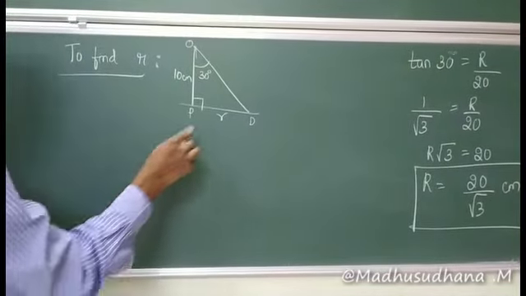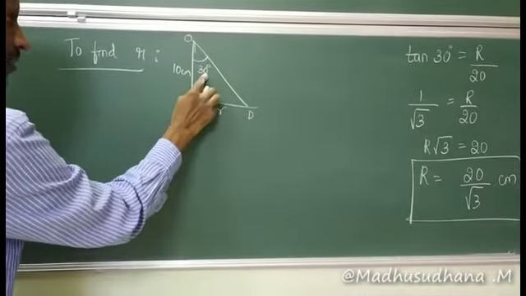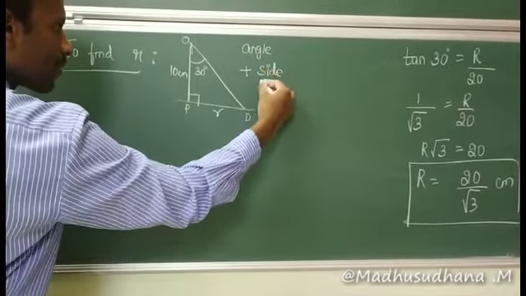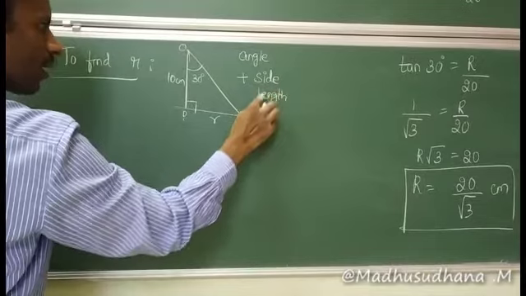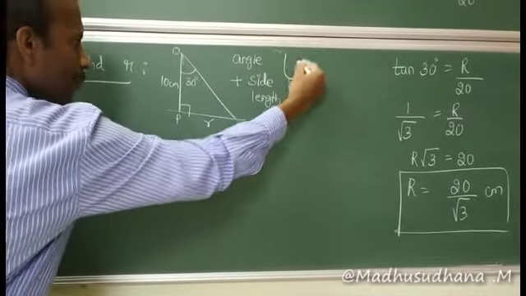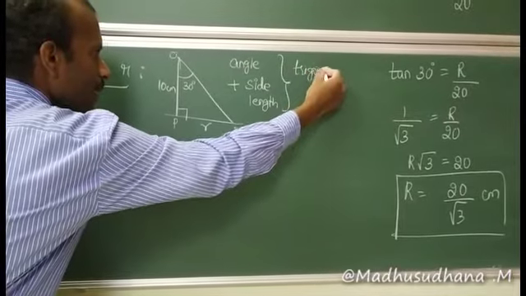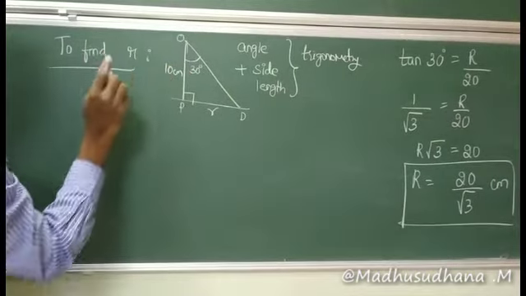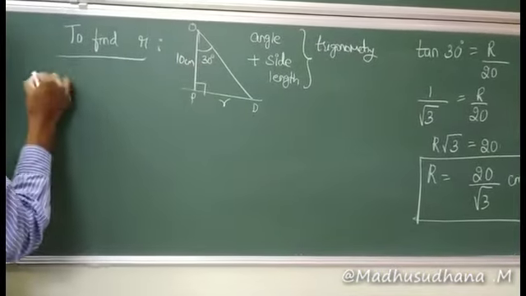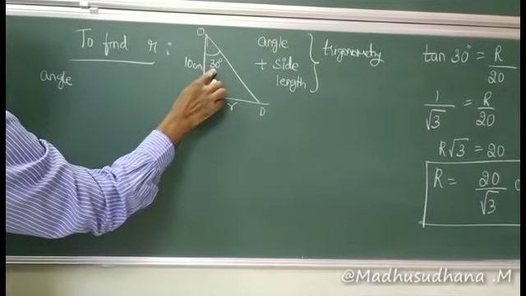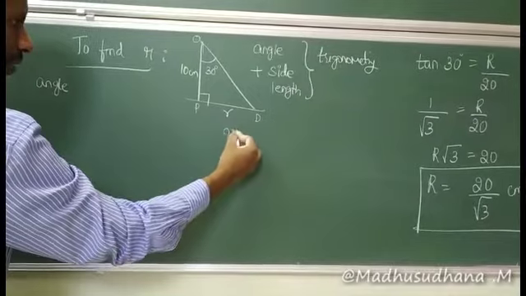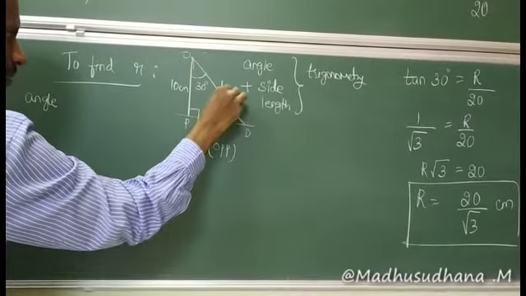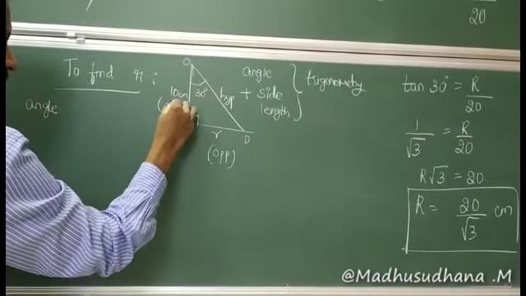Followed it? Whenever angle plus side length is given, please understand, whenever length, side and angle is given, please make use of trigonometry. Angle is given, length is given. For this angle, opposite is PD, 90 degrees opposite is my hypotenuse, and this is my adjacent side.